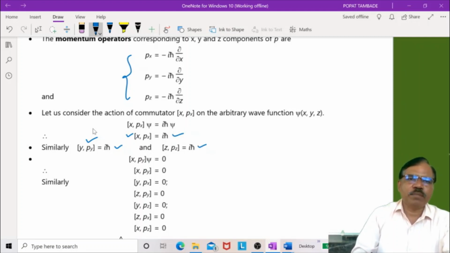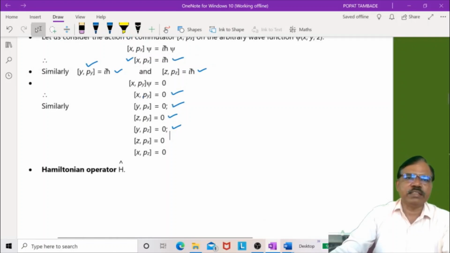But if we take the commutator bracket of X with Py, we get 0. Y with Px, we get 0. Z with Py, we get 0. Y with Pz, we get 0. Similarly, Z with Px, we get 0, and X with Pz, we get 0.